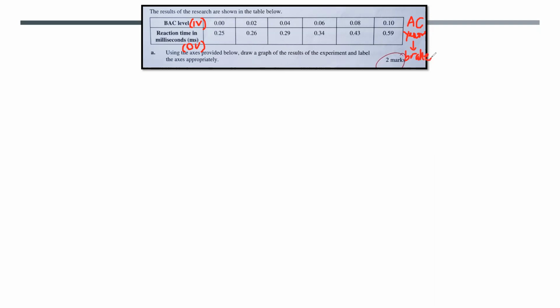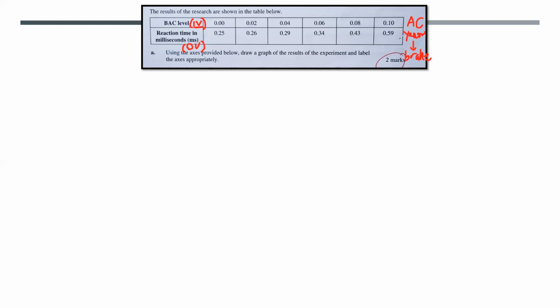Does anyone remember from when we first started talking about graphs, and even when we did up our graph for the poster, which axis the IV corresponds to? Is the IV the x-axis or the y-axis? Does anyone remember? X-axis, excellent. The IV is always represented on the x-axis and the DV is always represented on the y-axis. So in our bar graph now, the x-axis is going to have all the different BAC levels, and the y-axis is going to have our reaction times.